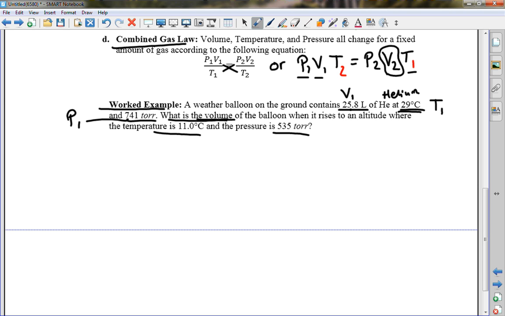The balloon rises to an altitude where the temperature is now 11 degrees Celsius. This is your T2. And then the pressure is now your P2. So you see here you've got 5 of your 6 variables, and you can just algebraically manipulate this equation. So let's take a look at that.